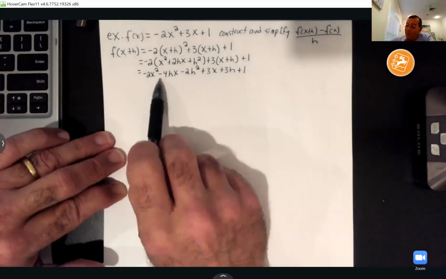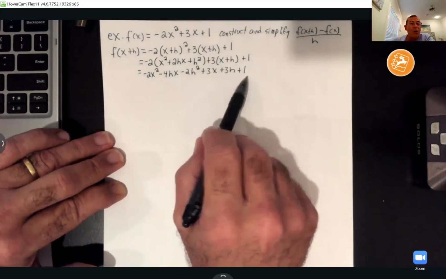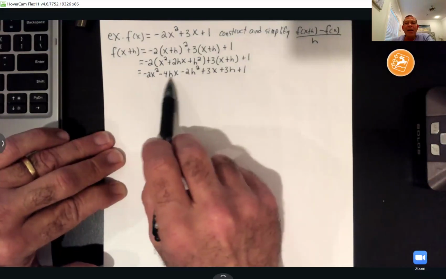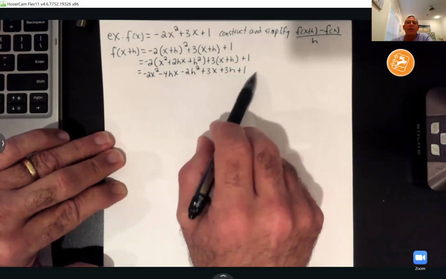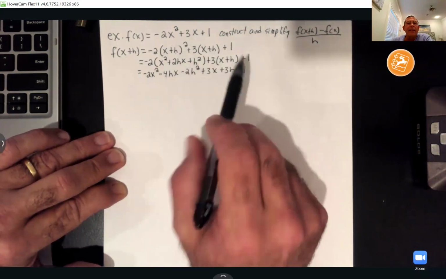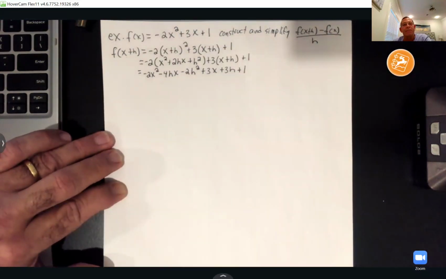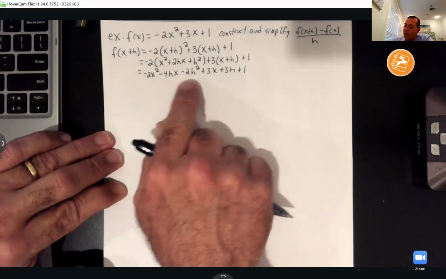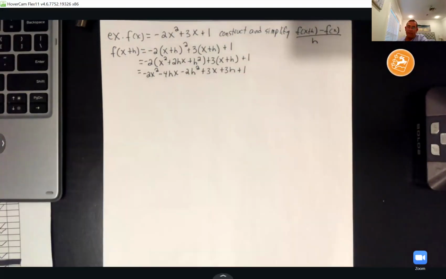Now y'all look at this one. There's no like terms here. No like terms at all. So all of this is the f of x plus h. So it's got 1, 2, 3, 4, 6 terms in it, okay?